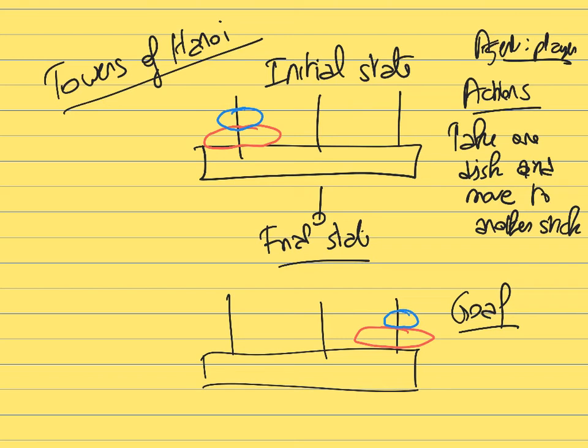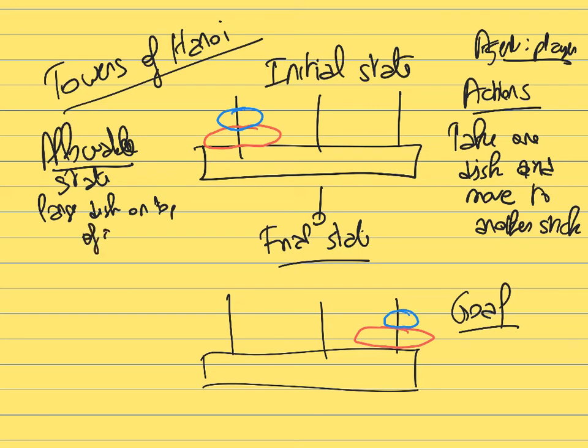So for example, what is forbidden, what is not allowed, is to put a larger disc on top of a small one. So the allowable possible states is to have either only one disc on each stick, or to have a small disc on top of the large disc. So just like in the initial state, you have the small blue disc that is on top of the large red disc. So this is an allowable state. That's something that is allowed.